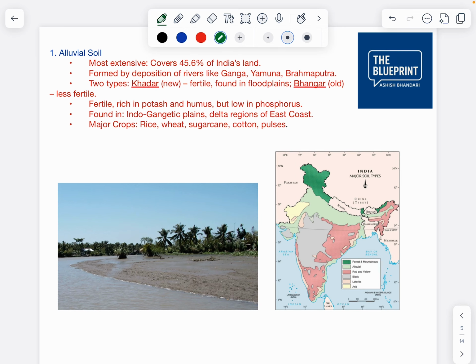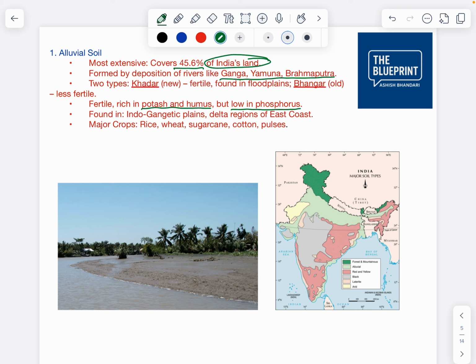The first, let's start with the superstar, right? So alluvial soil. It's found in the Indo-Gangetic plains mostly and covers almost 45.6, or you can say 46% of India's land, right? That's almost half of the country. Why it's awesome? It's formed by the rivers depositing sediments for centuries, like the Ganga, the Yamuna, the Brahmaputra. It is rich in humus and potash, but it's low in phosphorus.